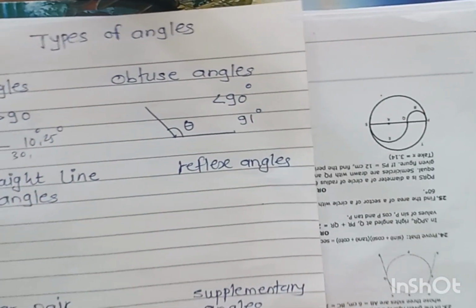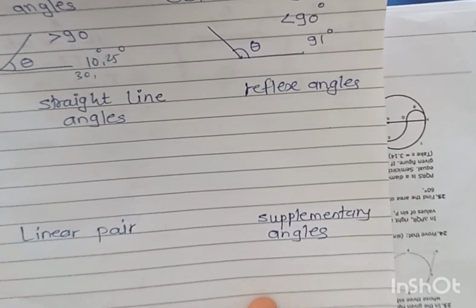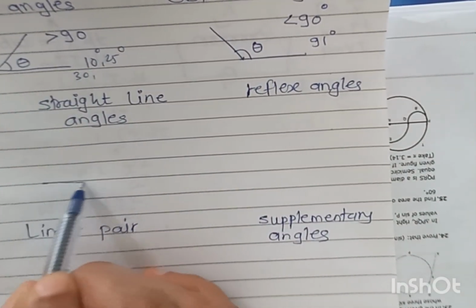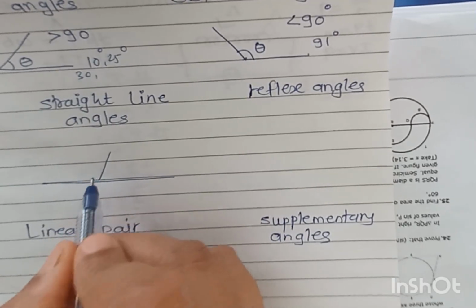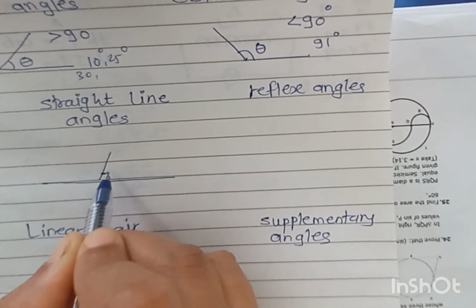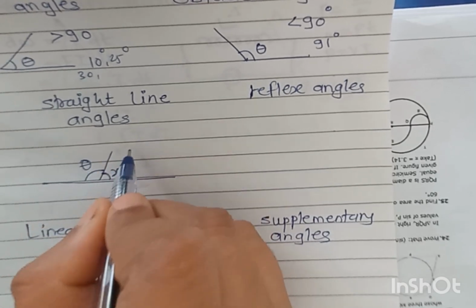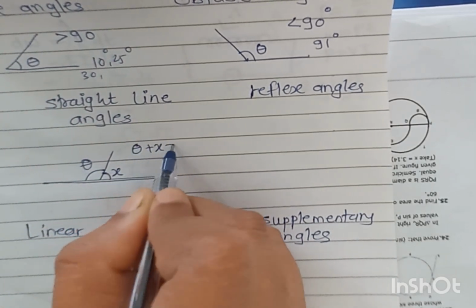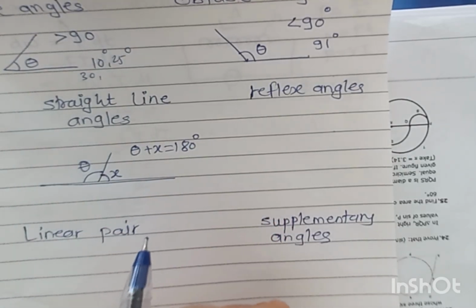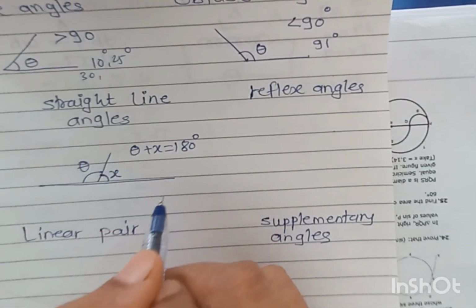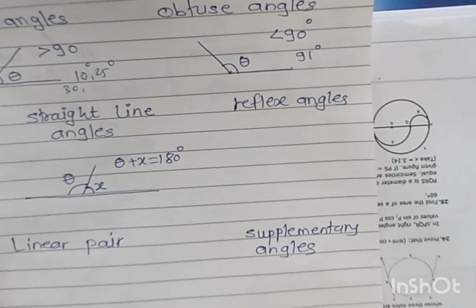So the next type is straight line angles. That means any angles which are forming on a straight line make 180 degrees. So here this angle is, suppose, x and this angle is theta, then the addition of both these angles is equal to 180. That is known as straight line angles, or they form a straight line. Okay, means their angle sum is 180. That means they form a straight line.